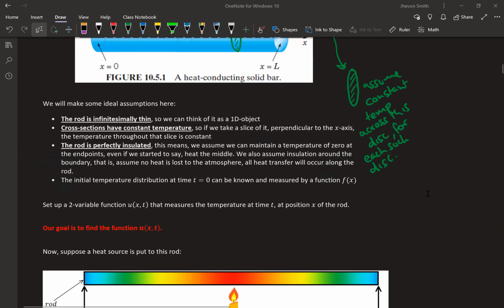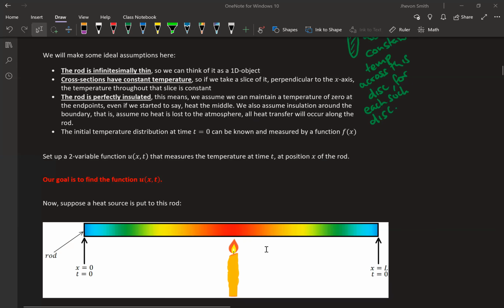So here's how it's going to look. Here is the rod. Blue can represent what the initial temperature was. It's a blue rod right here. But then I put a candle and I start heating it in the middle, right? So in the middle now is getting very, very hot, which is indicated by the red temperature. And it kind of diffuses throughout the rod, right? So the yellow is a little bit cooler, the green is a little bit cooler, the blue is cooler still, and it kind of diffuses like that, right?